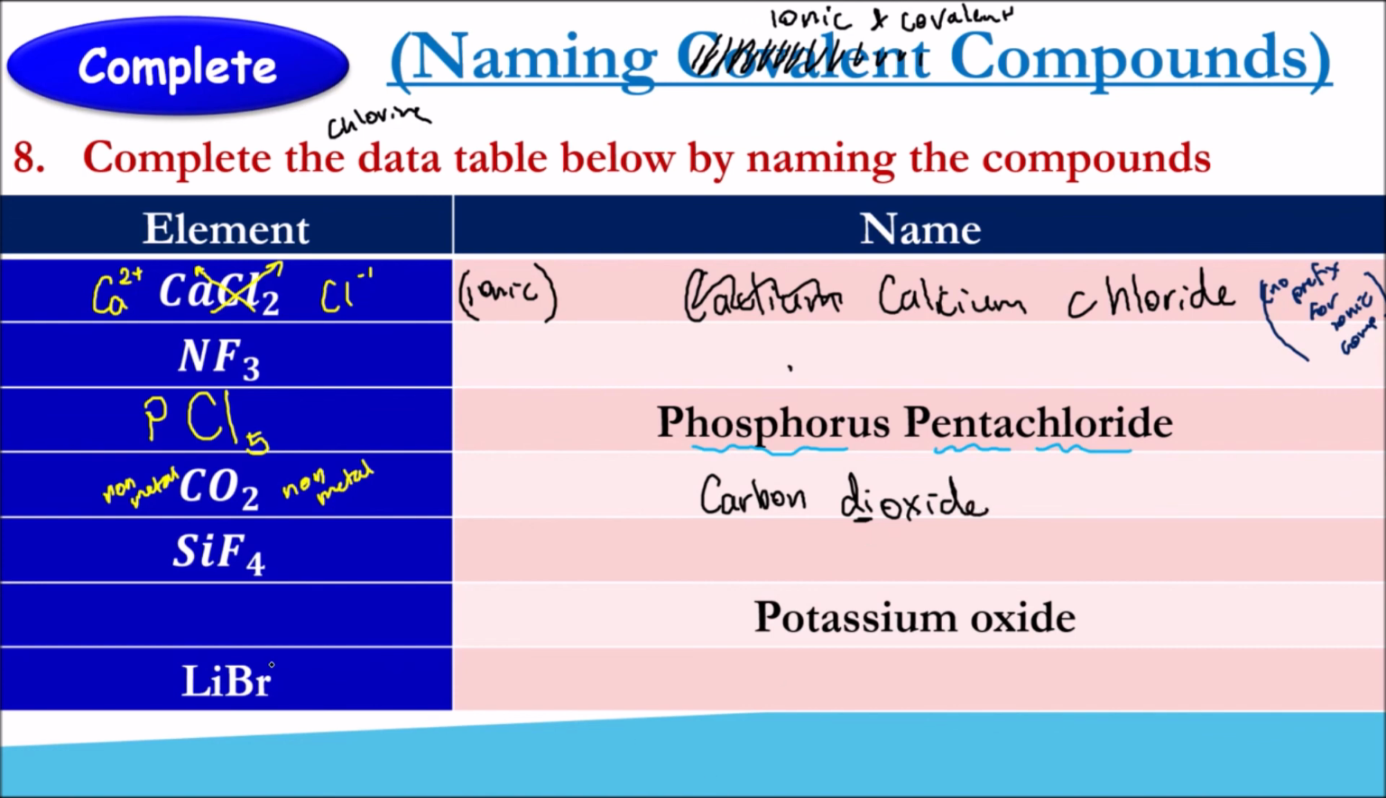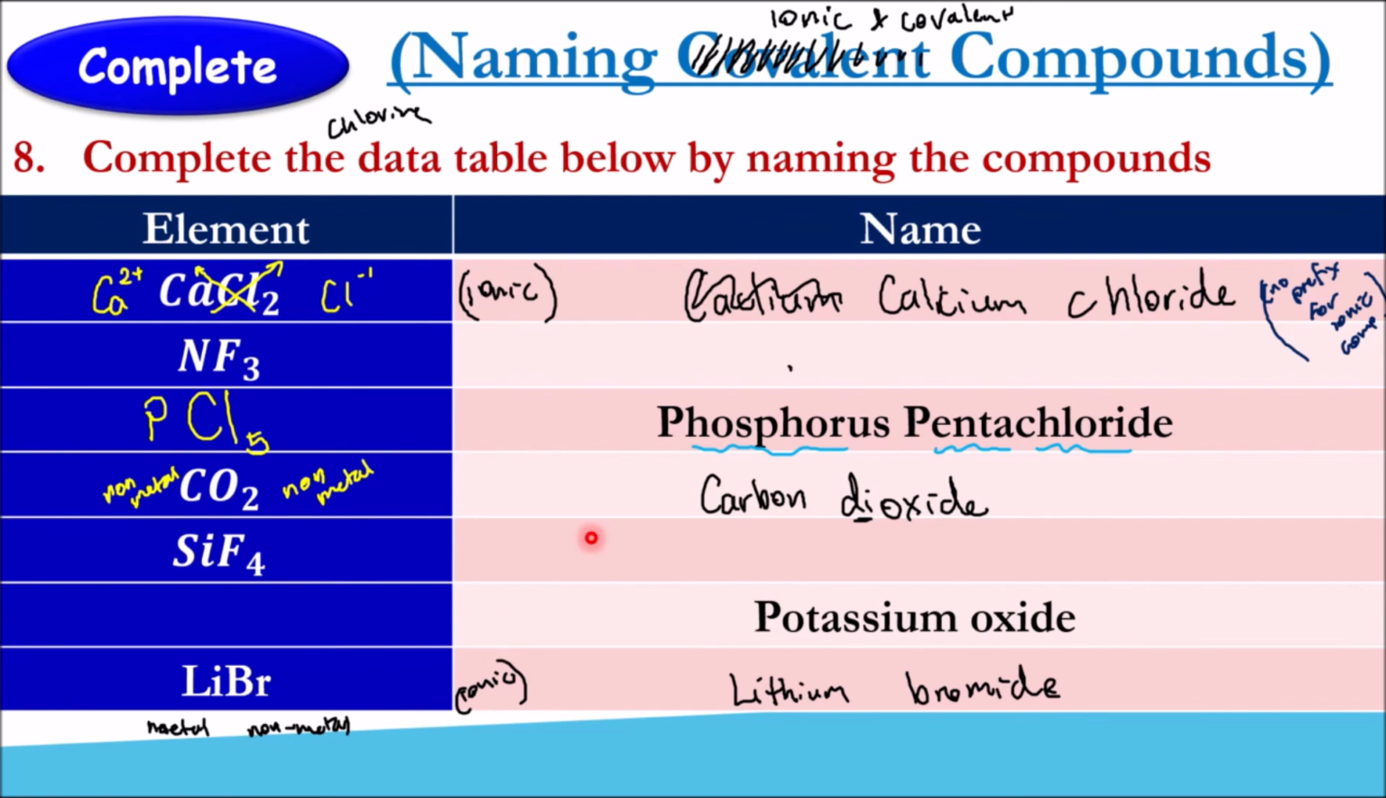Last one, LiBr. Okay, so Li is a metal, it's lithium. Br is a non-metal bromine. So we're dealing with an ionic compound, which means we don't have to write any prefixes. If that's the case, we just call it lithium, and we call it bromide. And that's it.